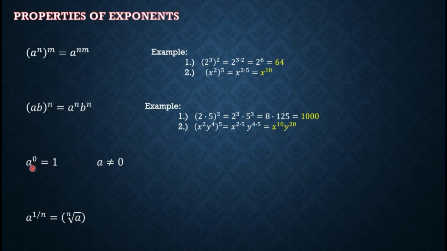Next theorem: a to the power 0 is equal to 1, where a is not equal to 0. Any number or any variable, when the exponent becomes 0, automatically equals 1. For example, x to the power 0 is equal to 1. Another example, 4 to the power 0 is equal to 1. a to the power 1 over n is equal to the nth root of a. For example, x to the power 1 half is equal to the square root of x.